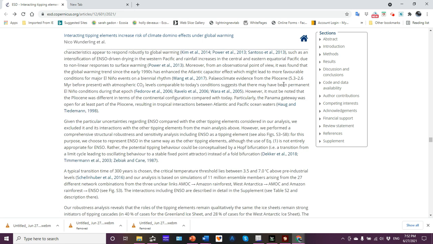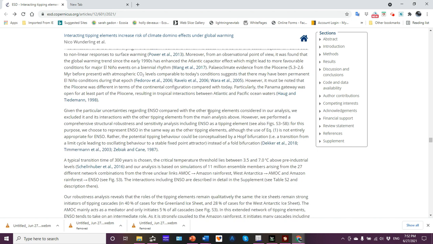Paleoclimate evidence from Pliocene, 5.3 to 2.6 million years before present, with atmospheric CO2 levels comparable to today's conditions, suggests that there may have been permanent El Nino conditions during that epoch. However, it must be noted that the Pliocene is different in terms of the continental configuration compared with today. Basically, sea levels, that's what they're referring to.